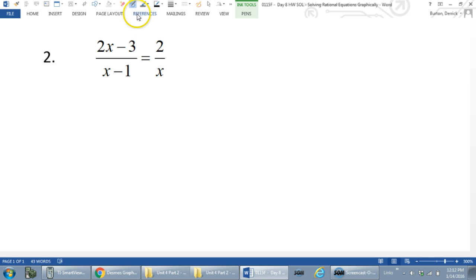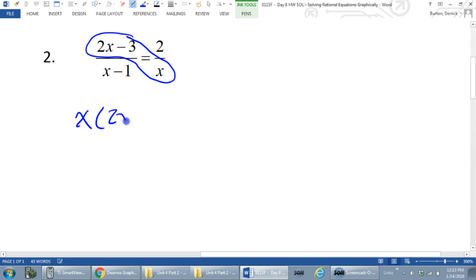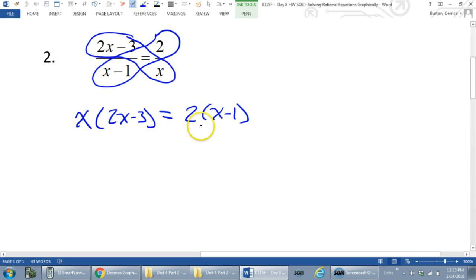Let's do the same thing with number 2. Again, when you have a fraction equal to a fraction, you can cross multiply. So I'm going to take this, which is x times 2x minus 3, and I'm going to set that equal to this, which is 2 times x minus 1. You can feel free to skip this middle step and go straight to 2x squared minus 3x is equal to 2x minus 2.